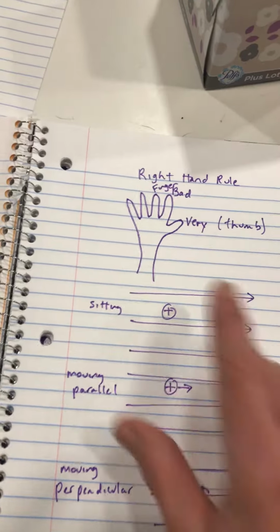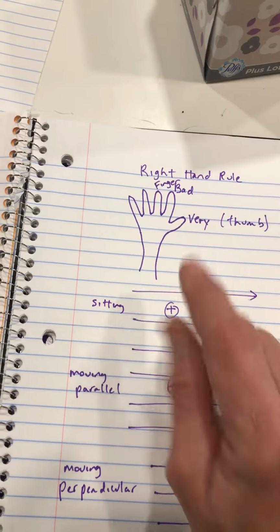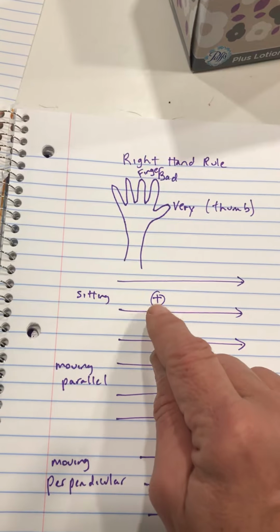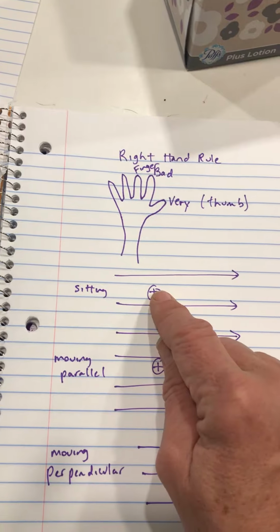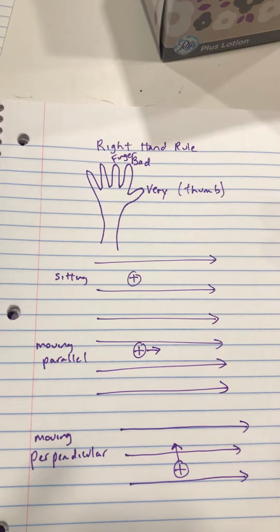Okay, so here's the deal. You have to have a velocity in order to have a charged particle feel a force in a magnetic field. So if you put a positive charge just sitting in a magnetic field, it's just going to sit there. It's not going to do anything. All right?